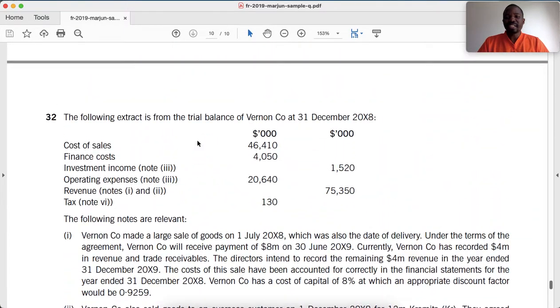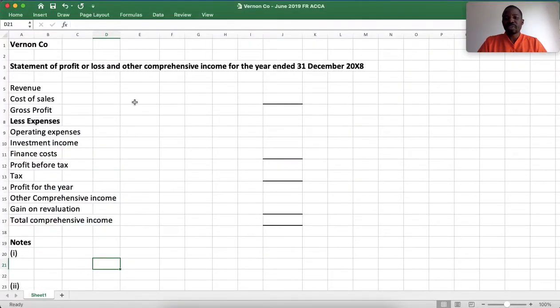So now, going to our question, we are given the following extract from the trial balance of Vernon Co at 31 December 20x8. We are given the cost of sales, the finance costs, investment income, operating expenses, revenue, and tax. So we don't want to waste time. We have to take all those figures to our template. Cost of sales is 46,410. So we go to our template, we come to our cost of sales, and we say 46,410.